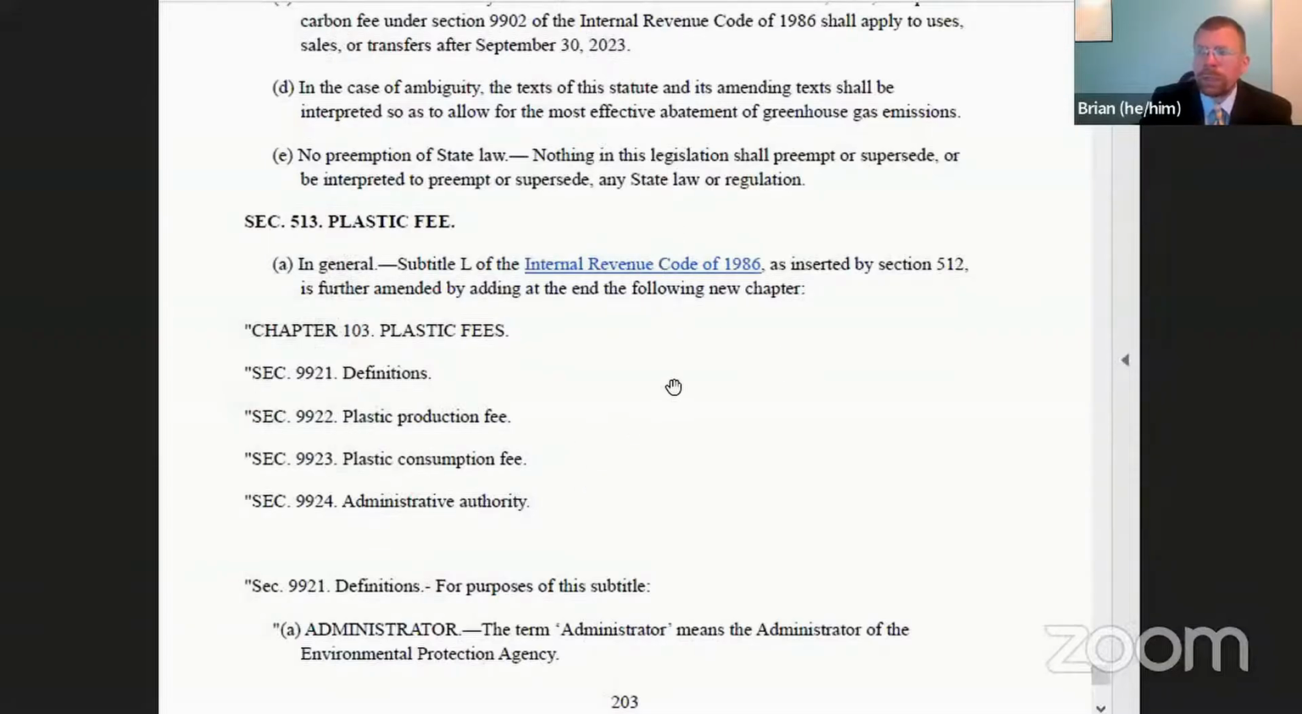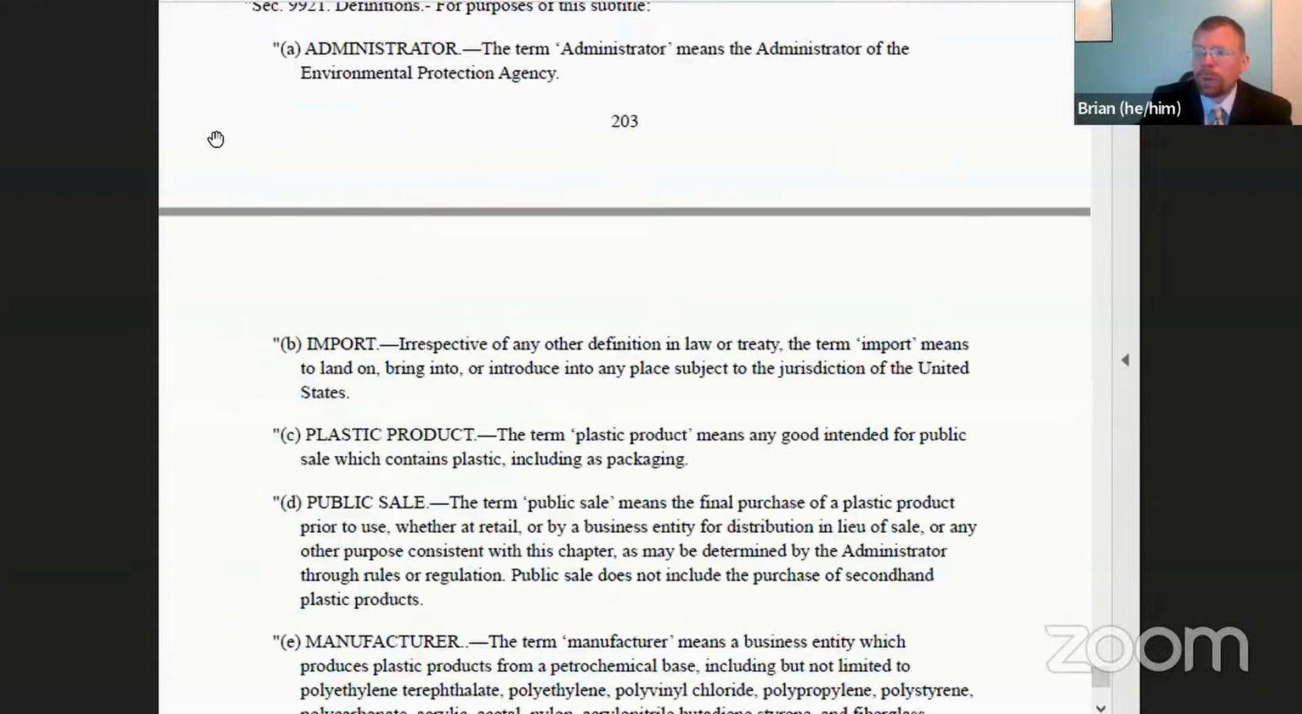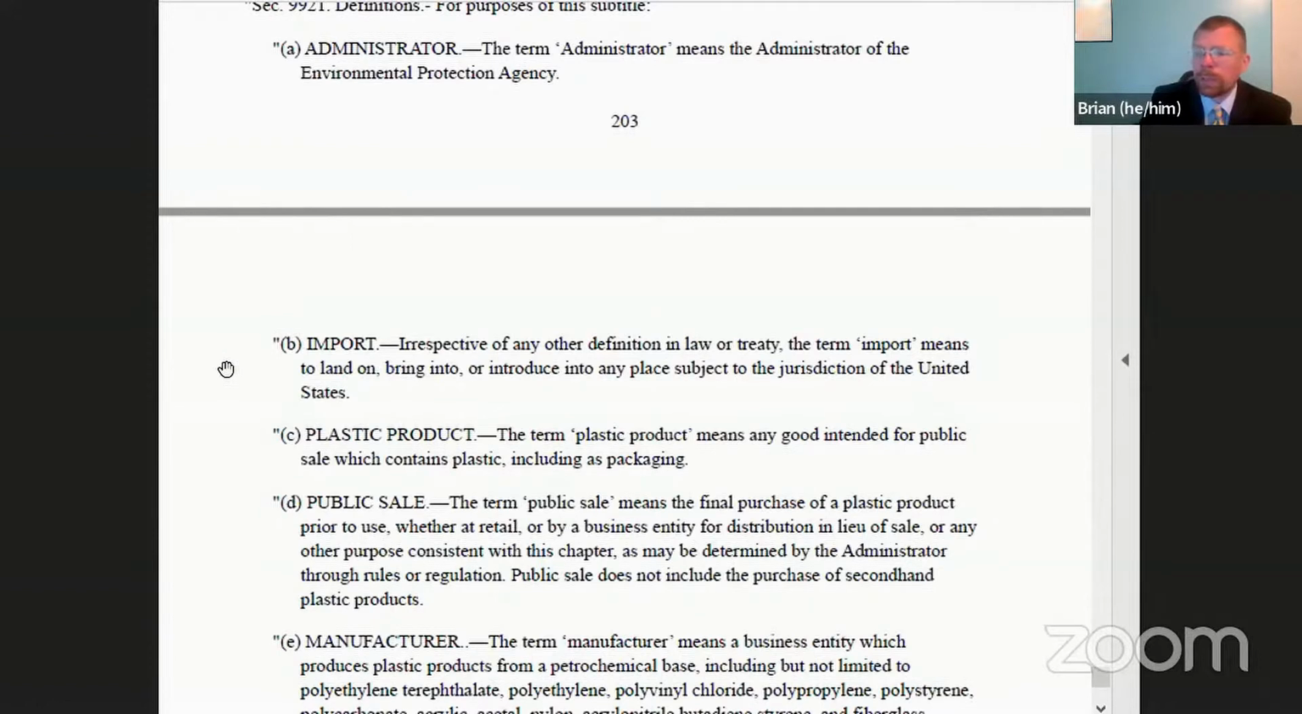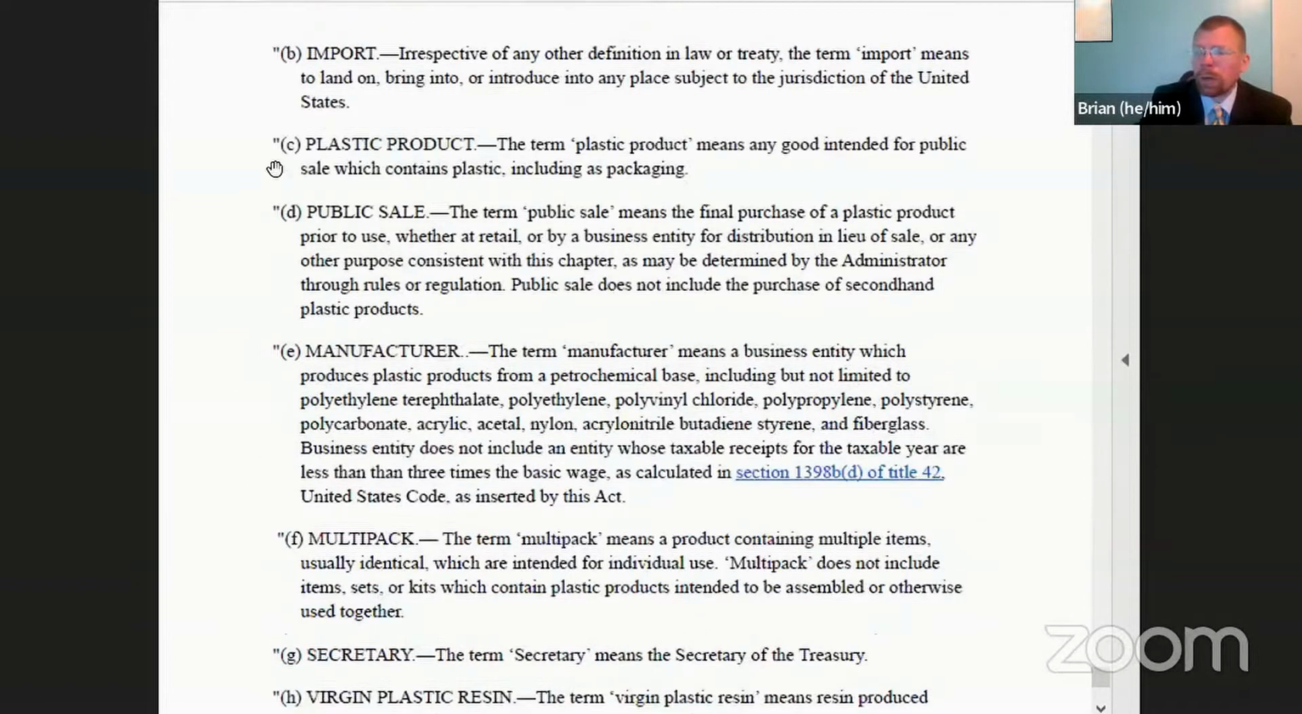So let me share my screen again. Section 513 is the plastic fee, and it adds a new chapter to subtitle L. Section 9921 is the definitions. Plastic products are any good intended for public sale which contains plastic, including its packaging. This is the part that is subject to the 5-cent per product fee. Public sale is defined as the final purchase of a plastic product, whether at retail or by a business entity for distribution in lieu of sale.